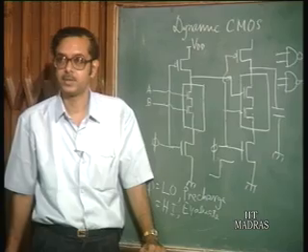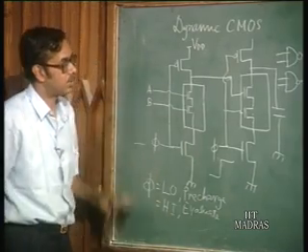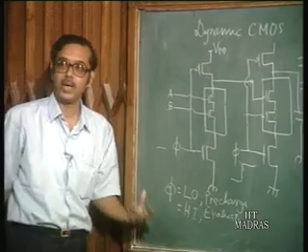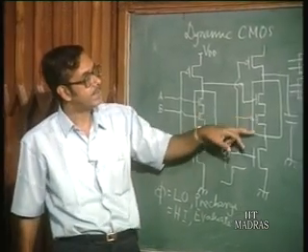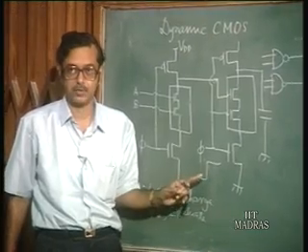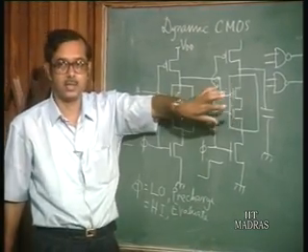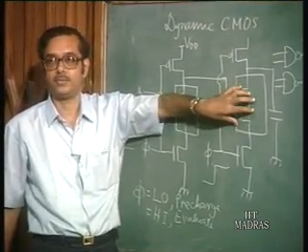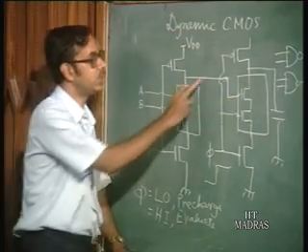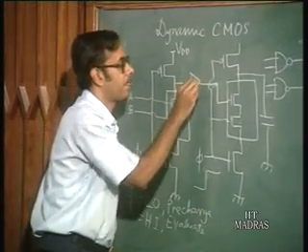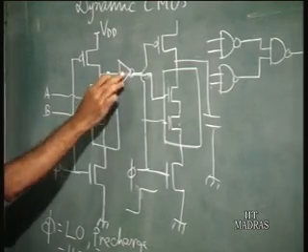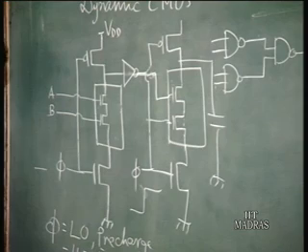All right. So the way to circumvent this problem is we have to ensure that at this instant when the clock goes high, that is the start of the evaluate phase, all these transistors in the N block must be off. So, how do you do that? We just put an inverter here. An inverter is introduced here, at the output of this circuit.